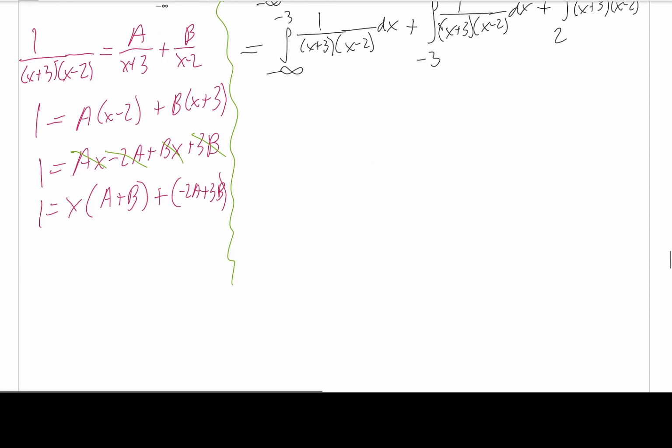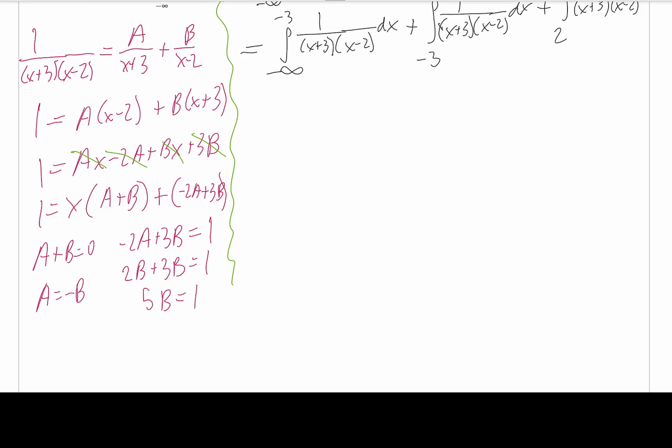And so this will tell me that a plus b equals 0, which means a equals negative b, and negative 2a plus 3b must be equal to 1. So plugging in a equals negative b, this will become 2b plus 3b equals 1. So 5b equals 1 means that b equals 1/5. So a must be equal to negative 1/5.